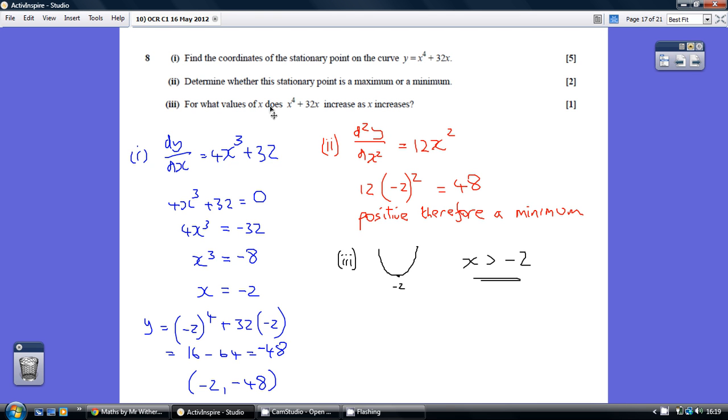Now, for what values of x does this function increase as x increases? Well, we're looking for this bit, or the bit where it's increasing. So basically everywhere beyond the minimum point. We've just worked out that the minimum was at minus 2, so we're looking for all the x values greater than minus 2.